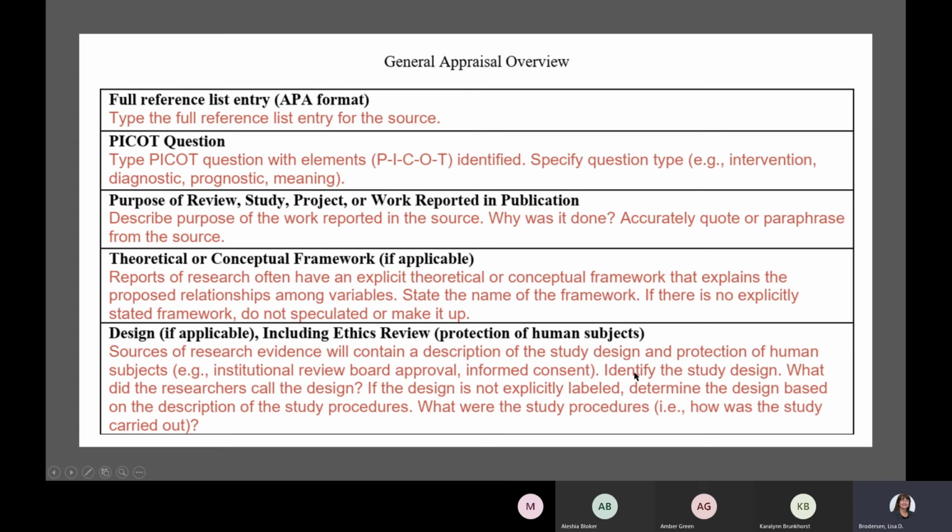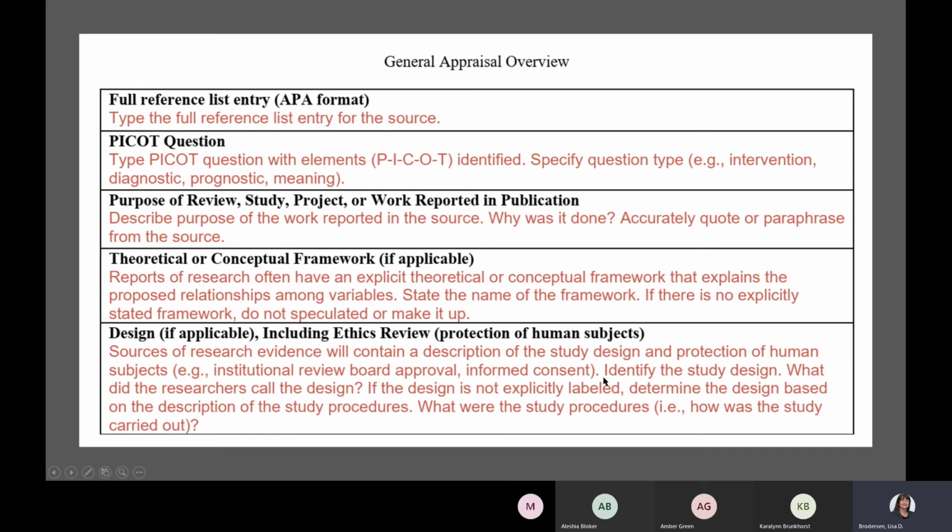So all reports of research are going to contain a description of the study design. They may not specifically state what the design is. In other words, they may not say this was an experimental design, or this was a randomized controlled trial, or this was a quasi-experimental design. They may not say that, and so you may have to determine based on how the study procedures were described, and then come up with your determination on what type of design it was.